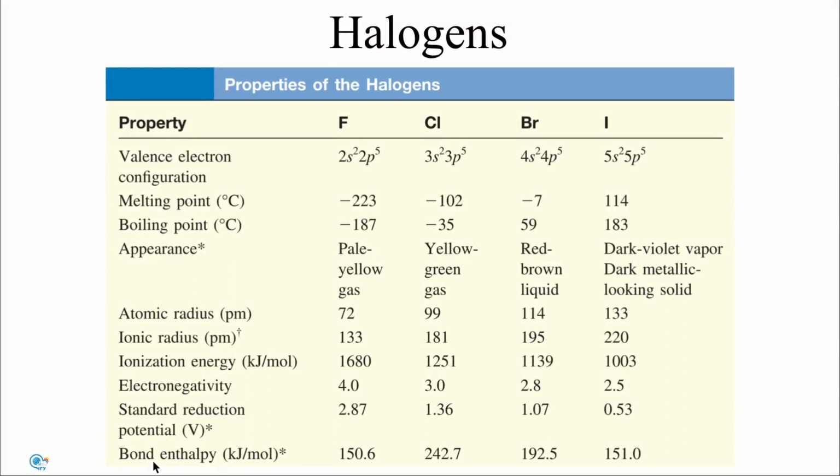The element astatine also belongs to the halogen family, group 7. However, all isotopes of astatine are radioactive. Its longest-lived isotope has a half-life of approximately 8 hours. Therefore, it's both difficult and expensive to study astatine in the laboratory.